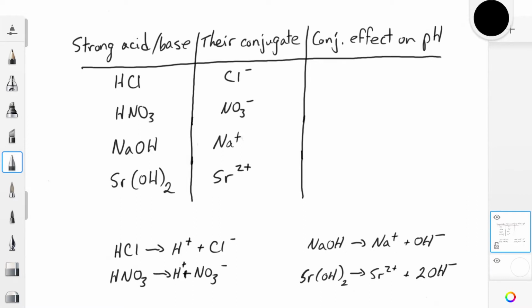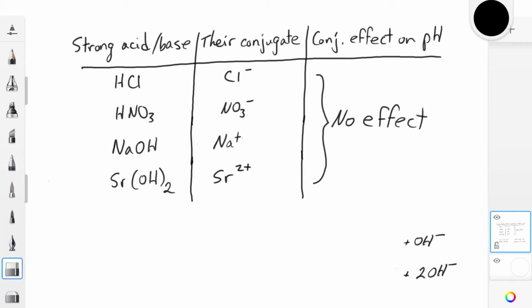Any conjugate of a strong acid or a strong base does nothing when you put it into solution. What this means is no conjugate of a strong acid or base will have any influence on the pH of a system because it will not interact with the water. Cl minus is the conjugate base of a strong acid, but it has no effect on the solution.